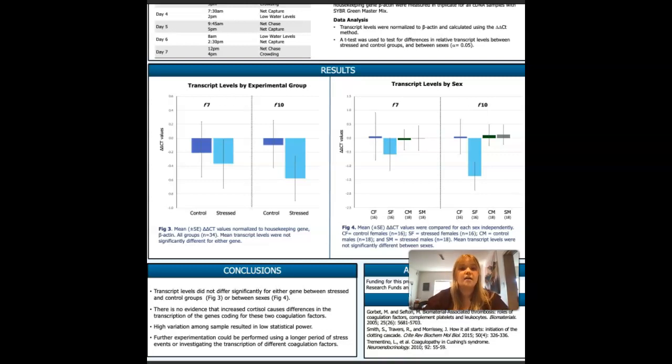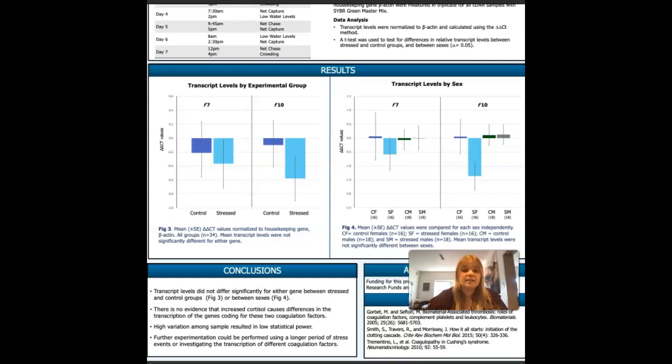Figure 4 on the right shows the transcript levels by sex. Control and stressed females for each gene had a sample size of 16, and control and stressed males had a sample size of 18. For factor 7 on the left, control females had mean transcript levels of 0.063, and stressed females -0.583. Control males -0.063, and stressed males -0.004. Transcript levels of factor 10 control females was 0.051, stressed females -1.361, control males 0.1, and stressed males 0.122.